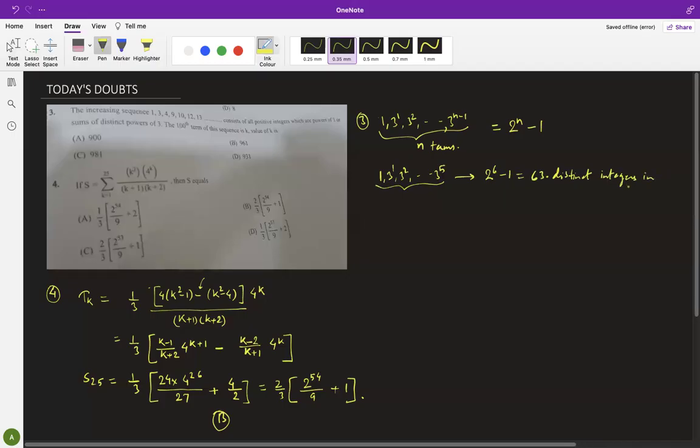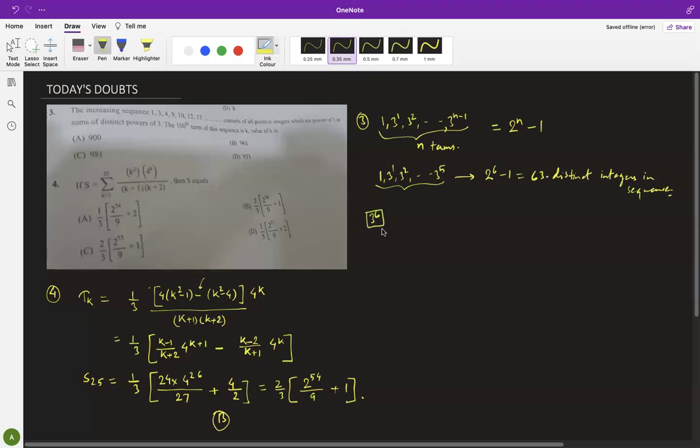Integers in the given sequence, right? So I can write till 63 distinct integers using 1 till 3 to the power 5, right? Now I have to introduce 3 to the power 6 here, right? So let's say I introduce 3 to the power 6, so 3 to the power 6 will be there in the sequence.